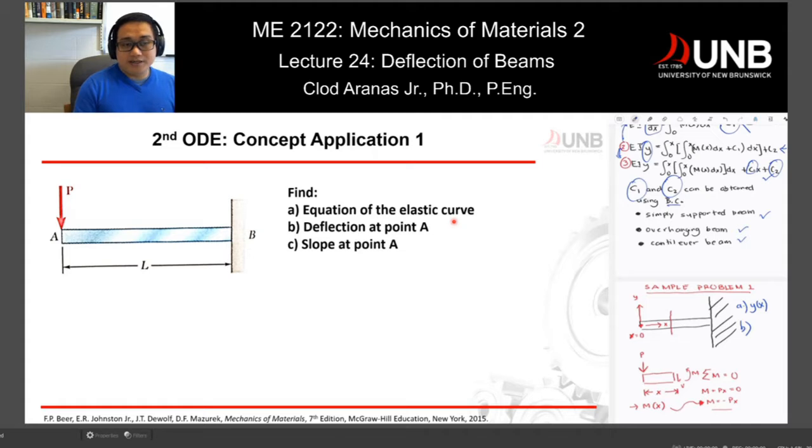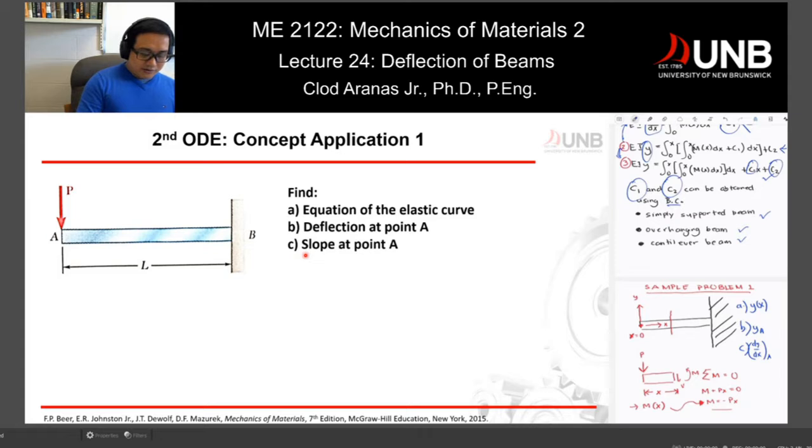Now, letter B is the deflection at point A. Your deflection is y at point A, and where is point A? It's at this end. So once we apply force P, what would be the distance before and after applying force P? And we are also asked to calculate the slope at point A. So we can say dy over dx at point A.